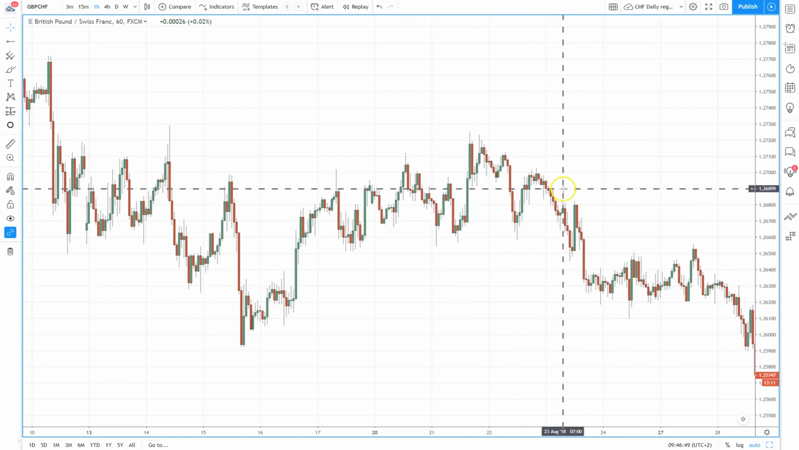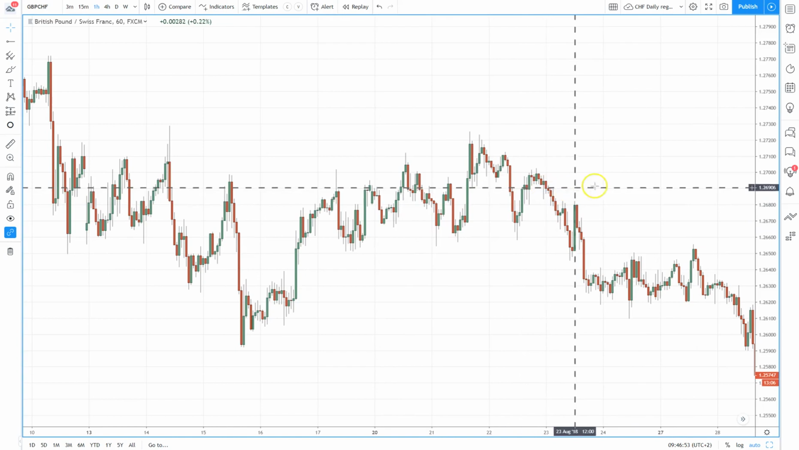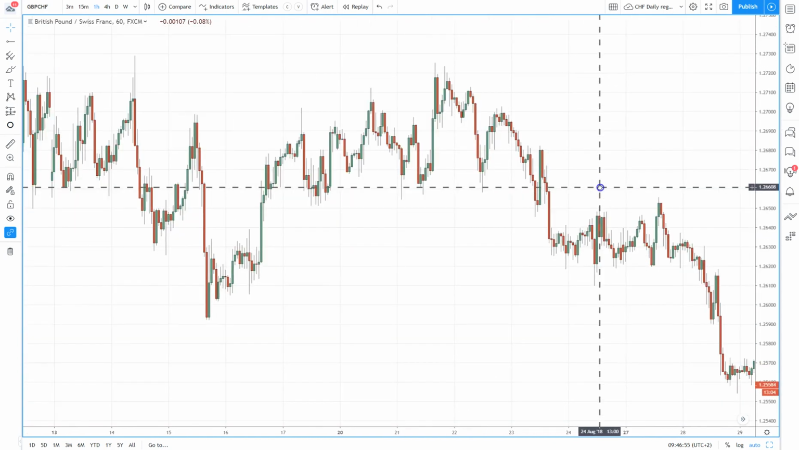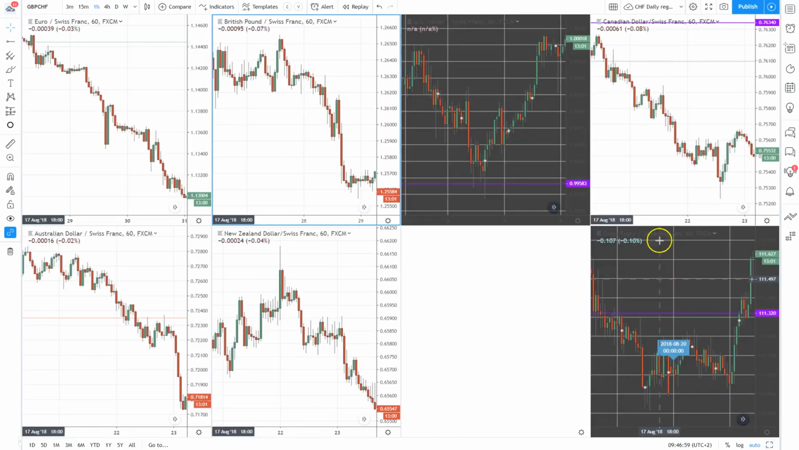So this one, a little bit harder. I'm not sure if there was so much enticement here. In fact, I think there wasn't, so very hard to trade. And then CAD Swiss franc.